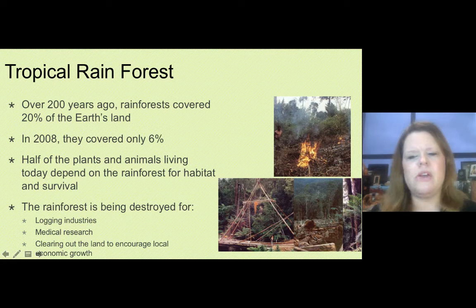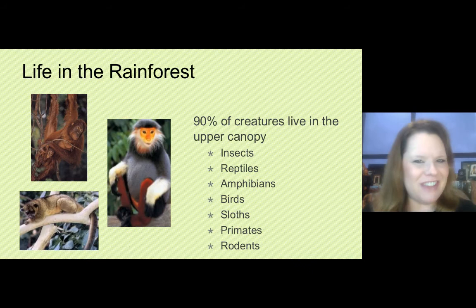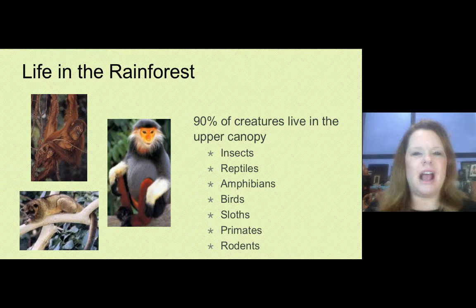That causes so many issues because now you're losing that source of water through transpiration in the tropical rainforest, and that's going to shift the climate long term. 90%, test question for sure, of creatures live in the upper canopy. And I've been in the upper canopy and can attest to this. It's true. You'll see everything.